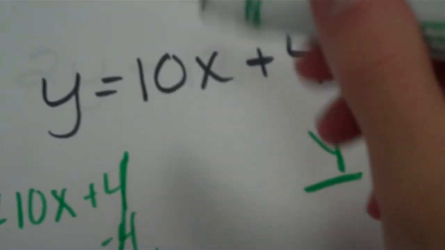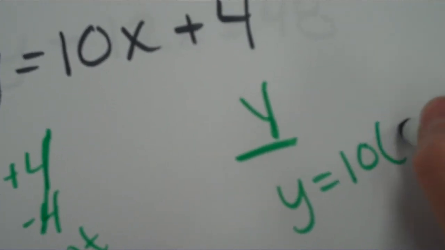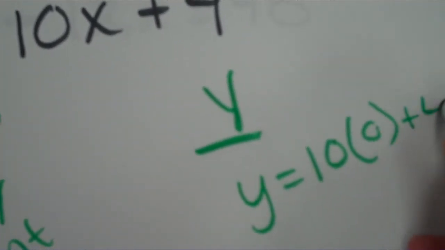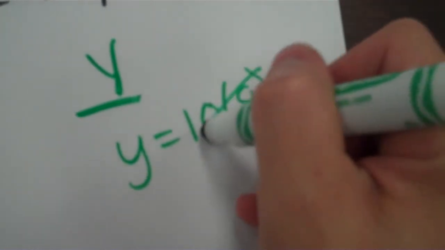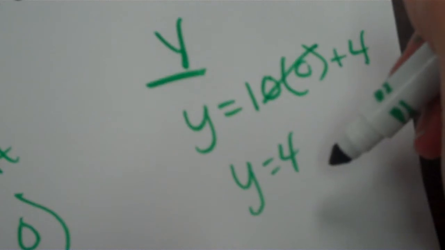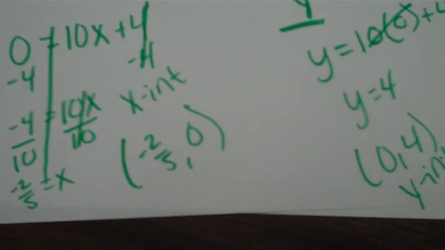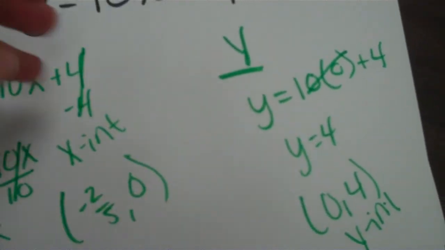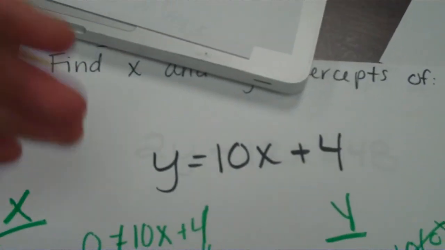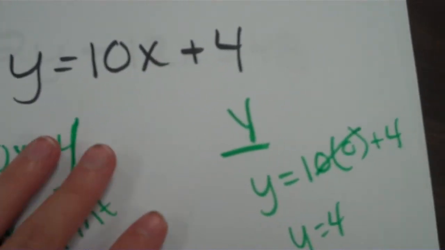The y-intercept is when x is 0, right? So y equals 10 times 0, plus 4. These go away, right? And all you're left with is y equals 4. So see how it's the same thing? So the y-intercept is (0, 4). That's the y-intercept. Okay? So you're going to see this in algebra, but they're also going to take an extra step and have you graph them, which you'll see, but I want you to find the x and y intercepts doing it this way. Okay? If you have any questions, let me know.